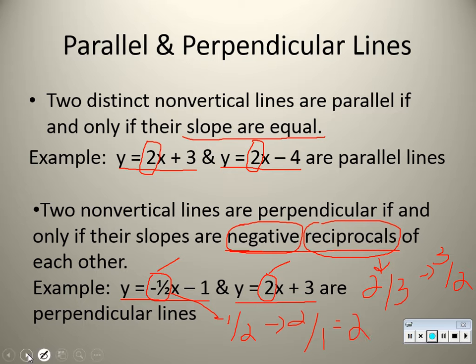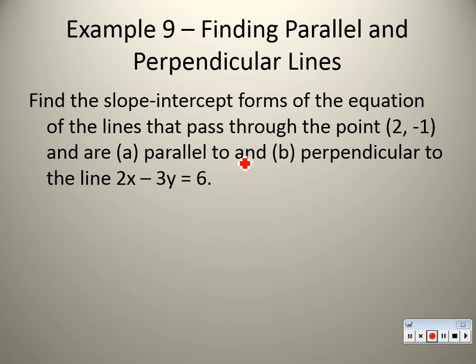So let's talk about some examples with this. The first one says, find the slope-intercept form of the equation of the lines that pass through the point (2, -1) and are parallel to, that's part A, and perpendicular to, that's part B, the line 2x minus 3y equals 6. First, I want to take this equation, 2x minus 3y equals 6, and put it in slope-intercept form. The reason I'm doing that is that it's going to be a lot easier to work with than leaving it in this form here.